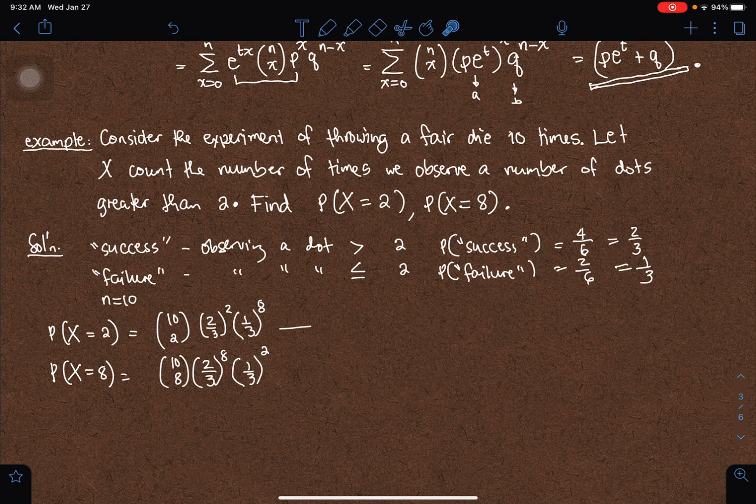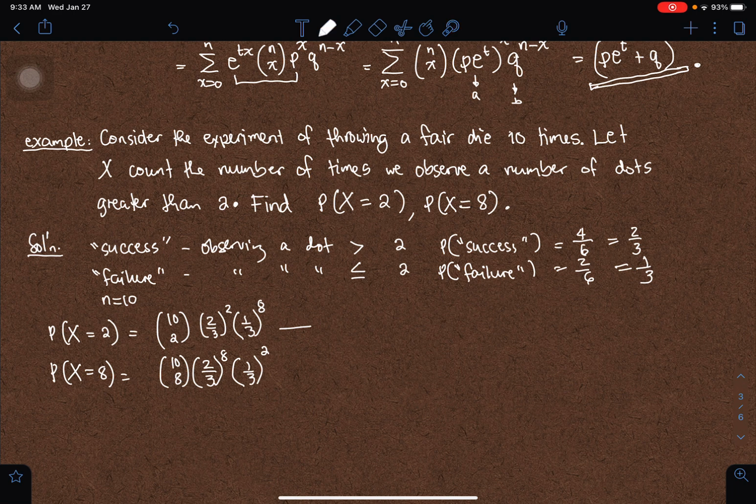So the probability that x is equal to 2. If we repeat the experiment 10 times, and we count the number of times that we observe a successful outcome, then our random variable x follows the binomial distribution. So the probability that x equals 2 is 10 taken 2 times 2/3, that's p, raised to the power 2 times 1/3 raised to the power 8.